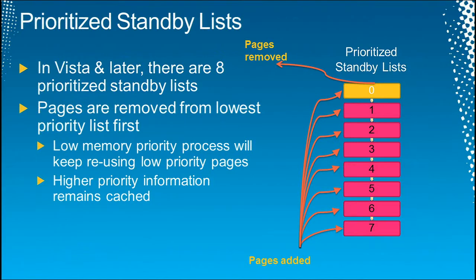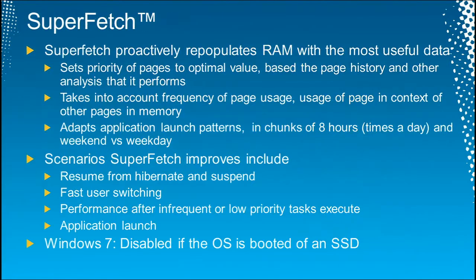Prioritized standby lists were introduced with Superfetch. And Superfetch, you saw when I opened up Process Explorer and looked at the standby list, we saw priorities. By default, every process has a priority of 5. And any pages that get taken away from a process and put on the standby list get put on the list according to the process's memory priority, which I'll show you in a second.